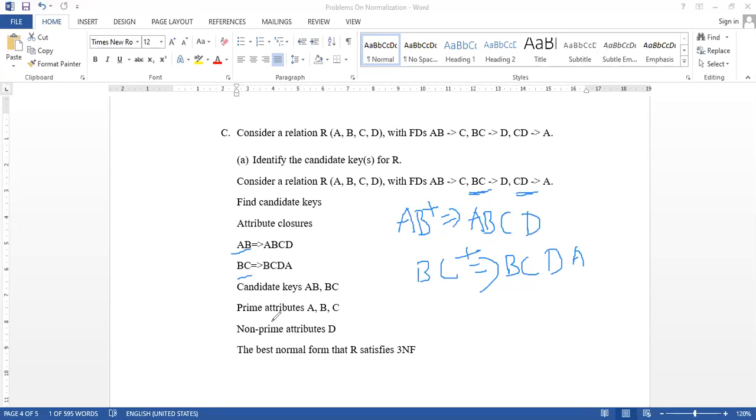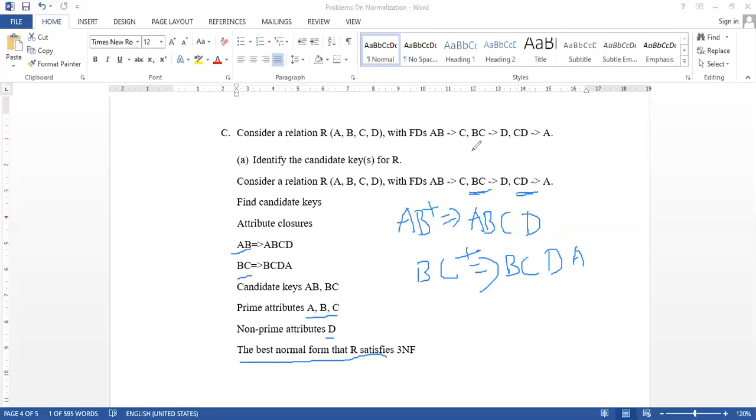Now, what about prime attributes? Key fields A, B, C. What about non-prime attributes? D. Now we have to check the best normal form that R satisfies. We have to check whether it is in 1NF or 2NF or 3NF or BCNF, right?